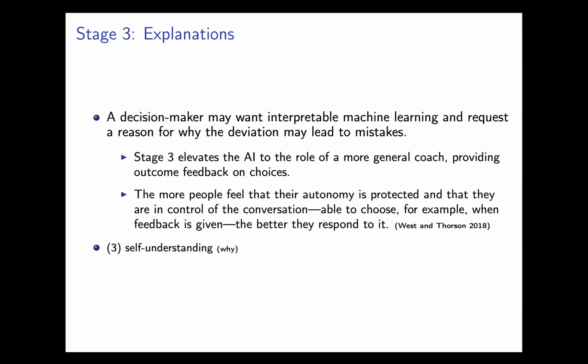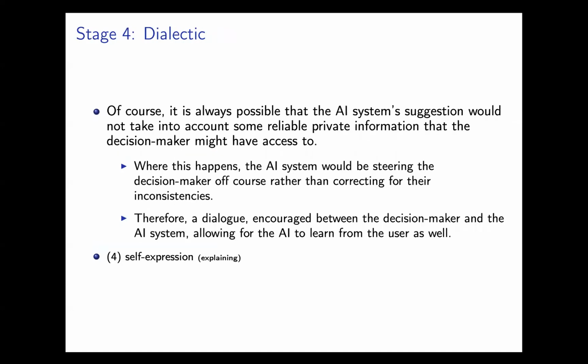So here we lean into the motives of self-understanding of a judge. Now, it's possible that the AI's suggestion doesn't take into account some reliable private information that a decision maker may have access to. And when this is the case, it might steer the decision maker off course rather than correcting for inconsistencies.